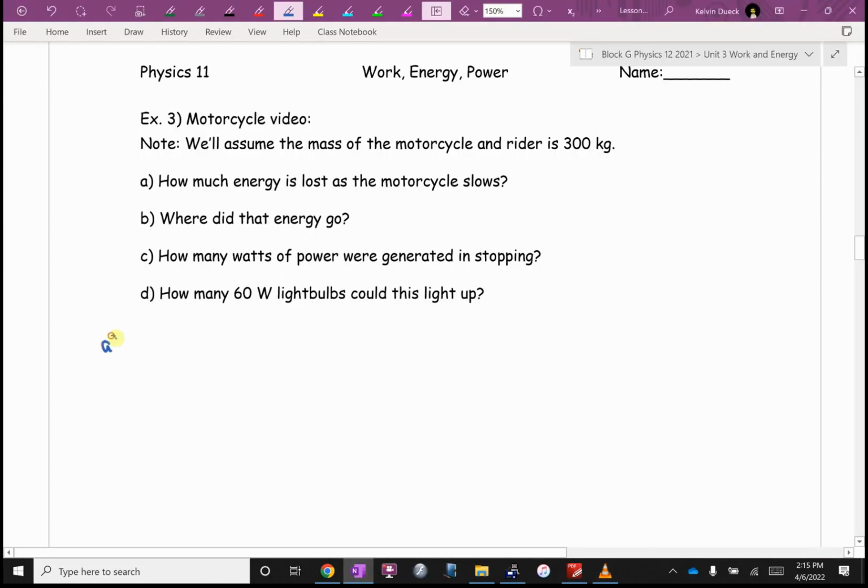So part A wants us to find out how much energy is lost as the motorcycle slows. We're definitely going to have VI equals 220 miles per hour. I don't do physics with miles per hour. Convert 220 miles per hour to meters per second. 98.35 says my phone.